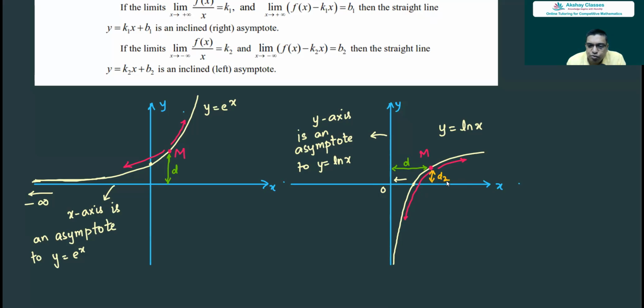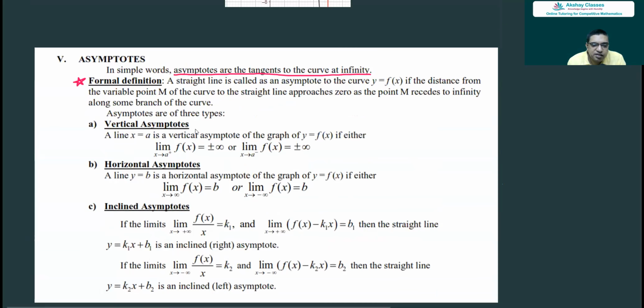Now this value d2, as m goes to infinity along the positive x-axis, d2 will also go to infinity. And as m is moving towards 0 along the x-axis, the value d2 will also keep increasing to infinity. So this line will not satisfy the condition, but the other line is satisfying that condition. So this is the formal definition.